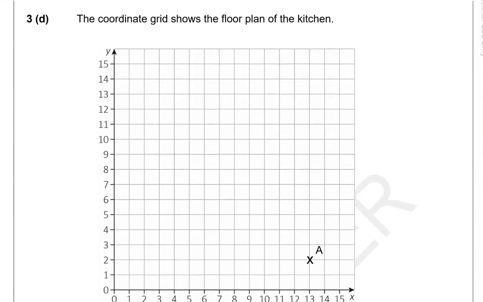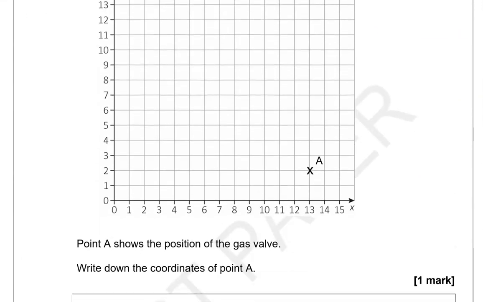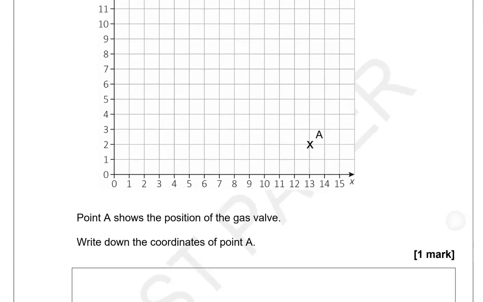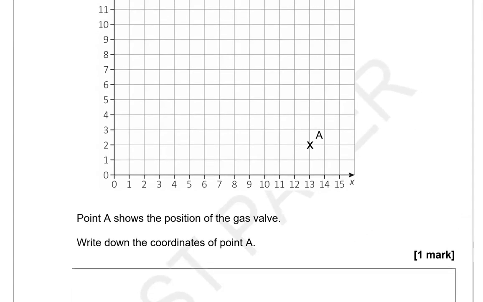The coordinate grid shows the floor plan of the kitchen. Point A shows the position of the gas valve. Write down the coordinates of point A. So looking at the x coordinate, that is 13, and the y coordinate, that is 2.